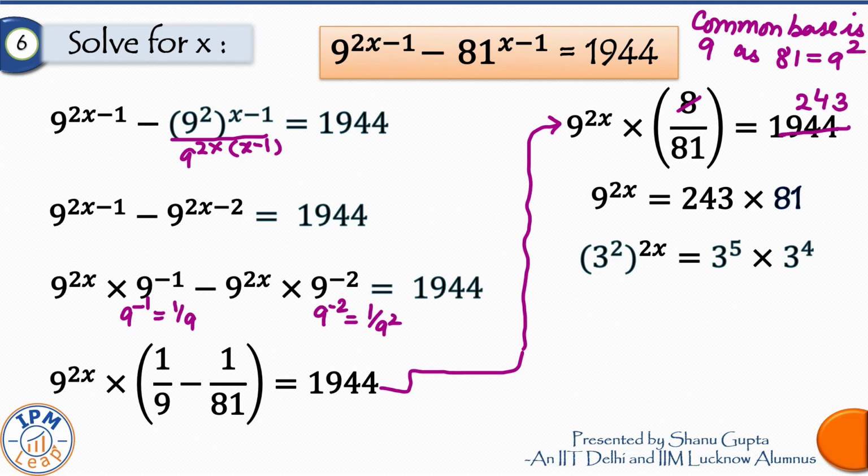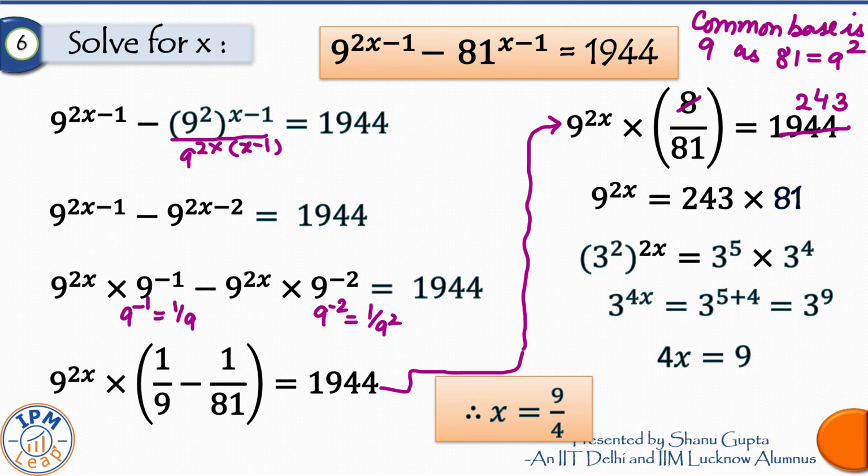So our equation is 3 raised to the power of 2, whole raised to the power of 2x, is equal to 3 raised to the power of 5 into 3 raised to the power of 4. 2 into 2x is 4x. So 3 raised to the power of 4x is equal to 3 raised to the power of 5 plus 4. That is 3 raised to the power of 9 on the right hand side. 4x is equal to 9, which means x is equal to 9 upon 4. That's our answer.